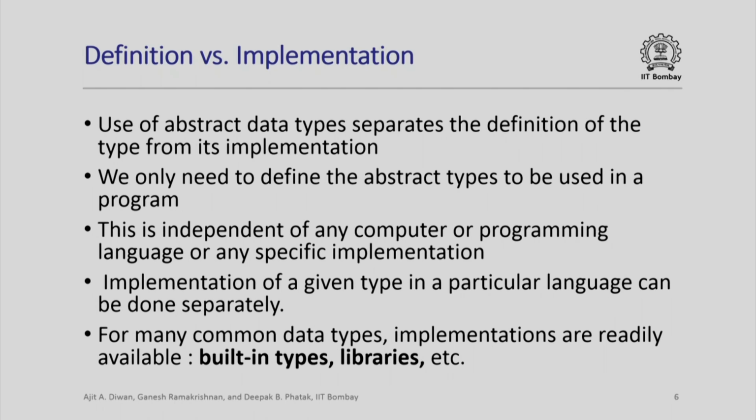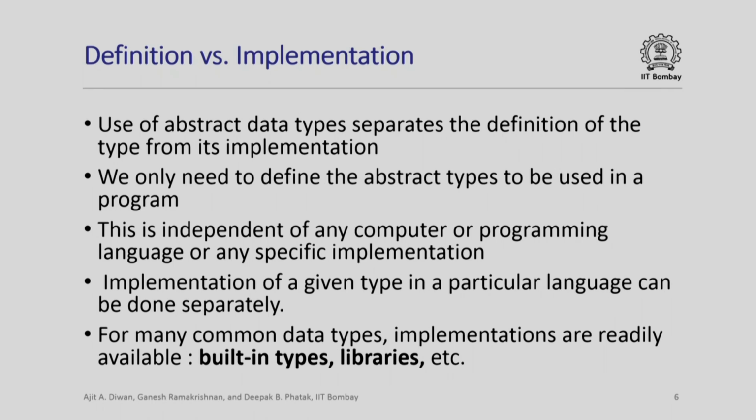So, when I define an abstract data type, I am only talking about what are the possible values that that type can take and what are the operations that can be performed. And this can be defined independent of any programming language or any computer or any specific data structure or implementation of the type. Right. So, in a programming problem, we just first need to define what are the abstract data types that we want to work with and what are the operations that we want to worry about.